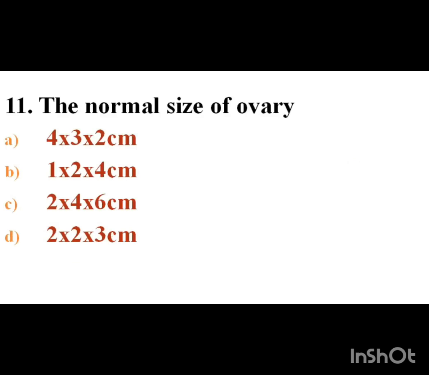Next question, the normal size of ovary. Options: A, 4 into 3 into 2; B, 1 into 2 into 4; C, 2 into 4 into 6; D, 2 into 2 into 3. Answer is A, 4 into 3 into 2 centimeter. So the normal size of ovary is 4 centimeter into 3 centimeter into 2 centimeter.